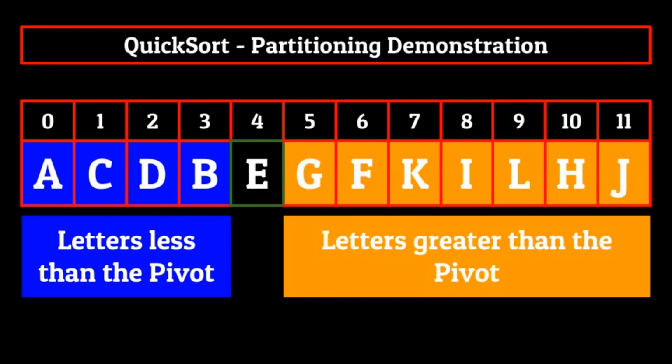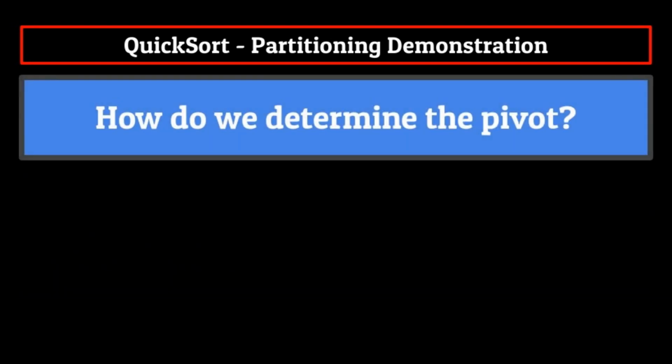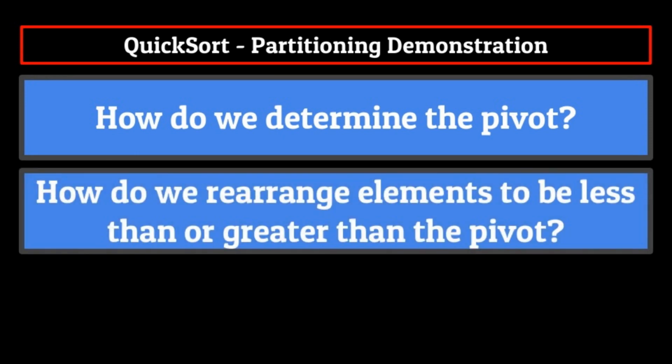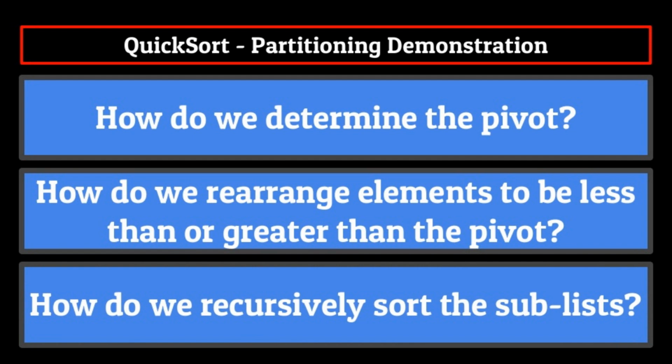The partitioning process represents an overview of what QuickSort looks like. However, it leaves out quite a few important questions, such as how do we determine the pivot? How do we rearrange elements to be less than or greater than the pivot? And how do we recursively sort the sublists? All of these are valid questions which will get answered during the latter part of this video.